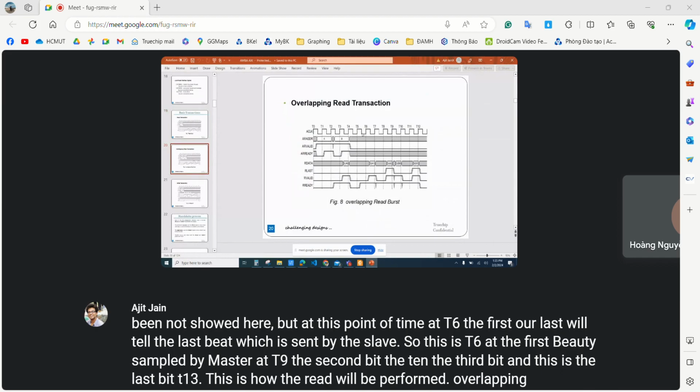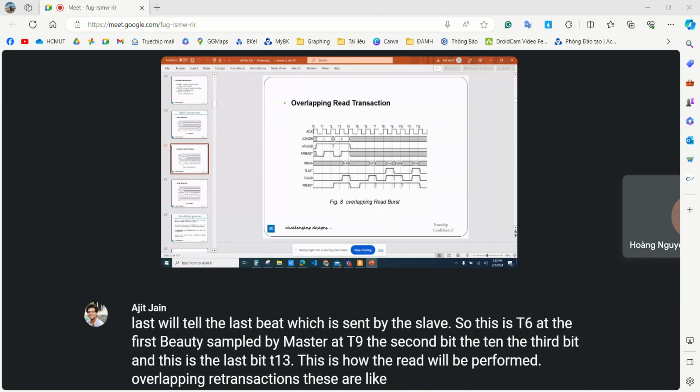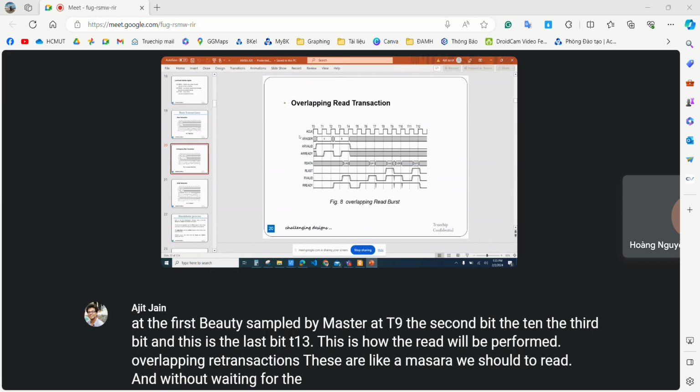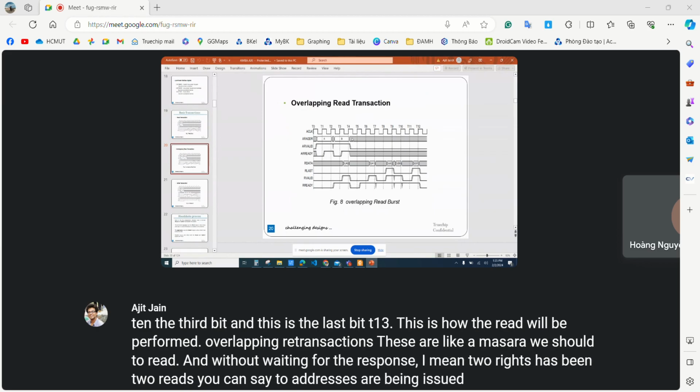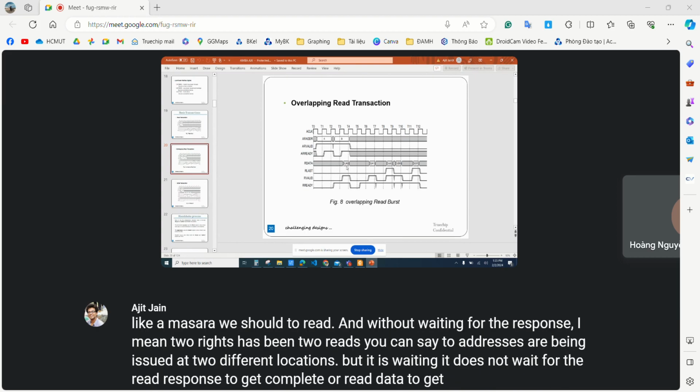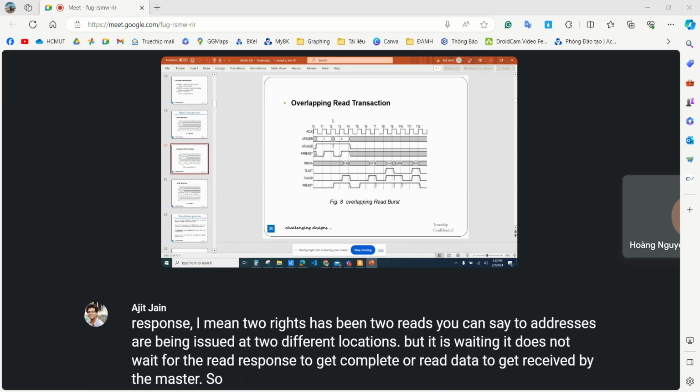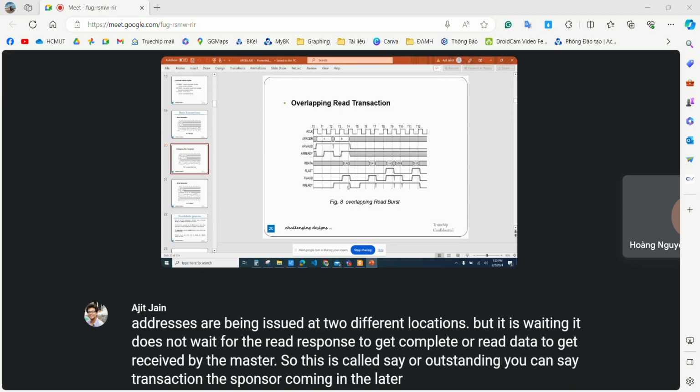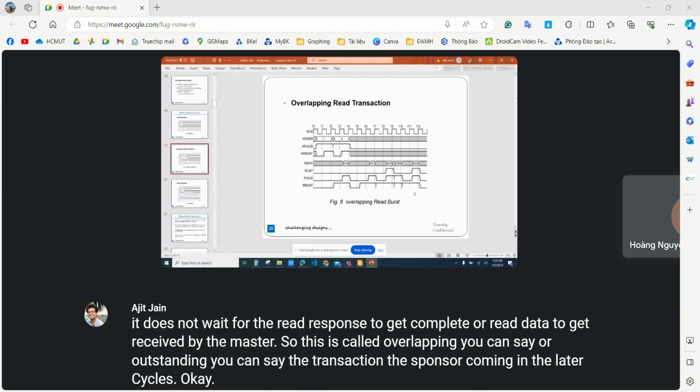Overlapping read transactions: the master has issued two reads without waiting for the response. I mean, two addresses are being issued at two different locations, but it does not wait for the read response to complete or the read data to be received by the master. This is called overlapping, or outstanding. The responses come in the later cycles. Okay.